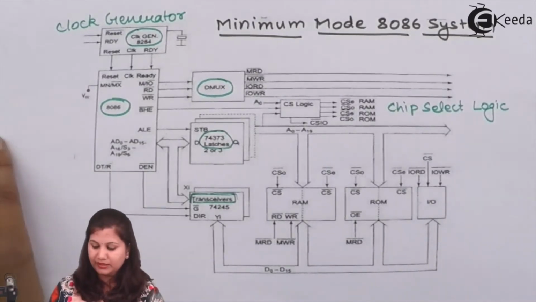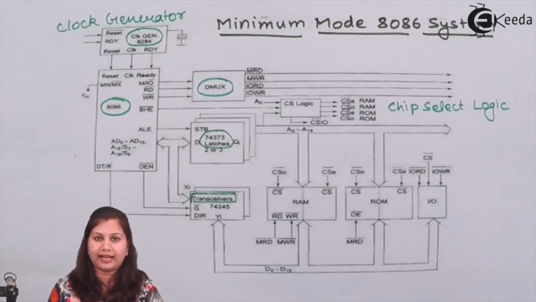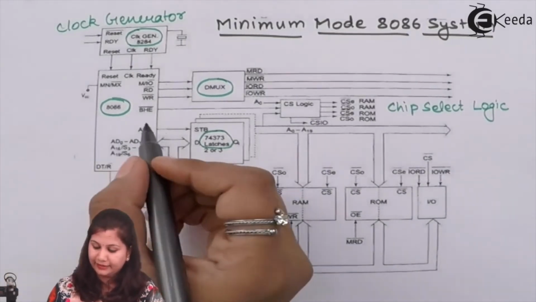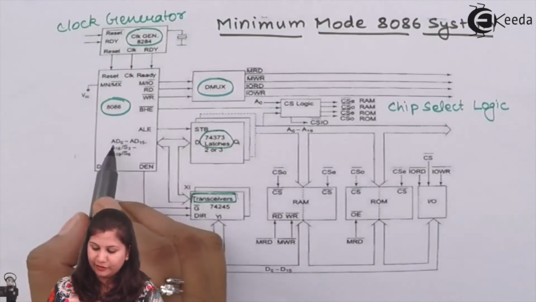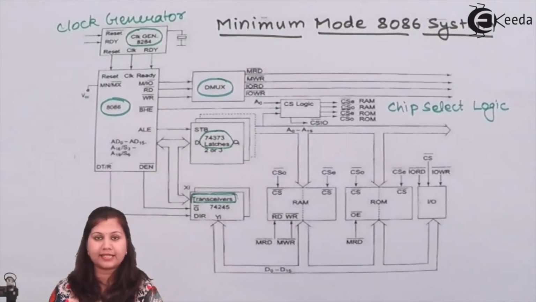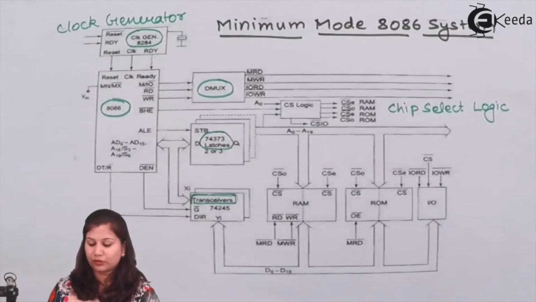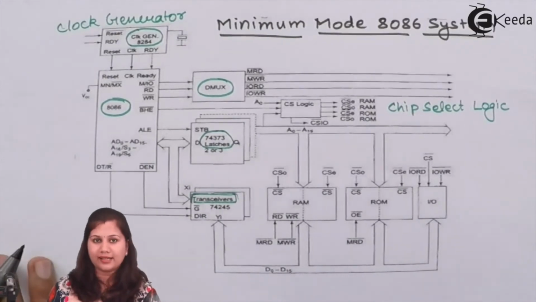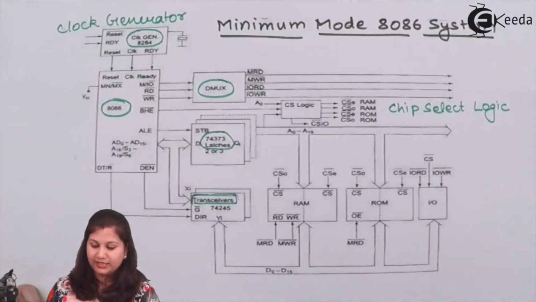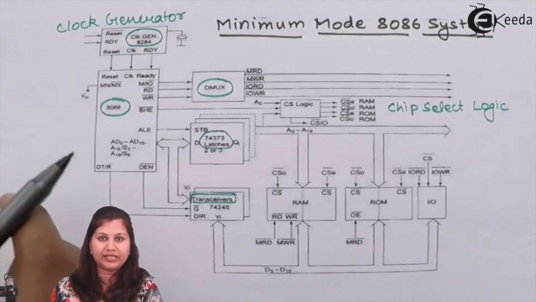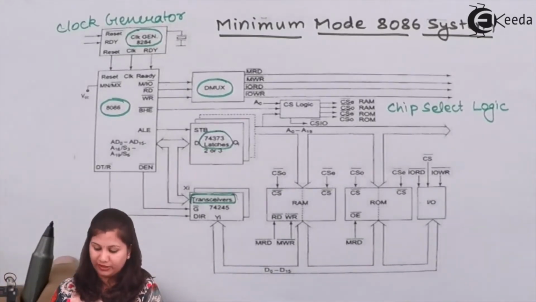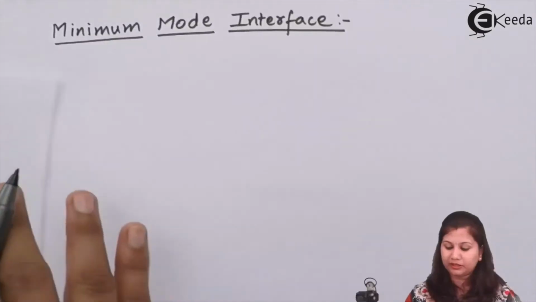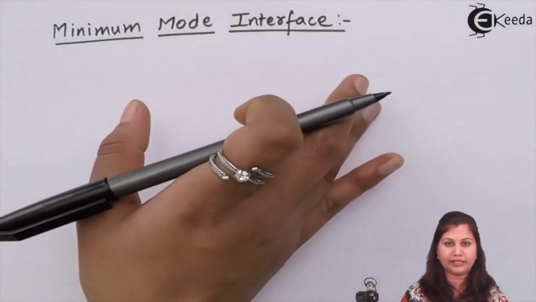Interrupt signals means that INTR and INTA signals, and address signals are the address and the data bus, and status signals are S0, S1, S2 till S7. So let us see what these signals are and what the functions of these signals are. That will come under the minimum mode interface.